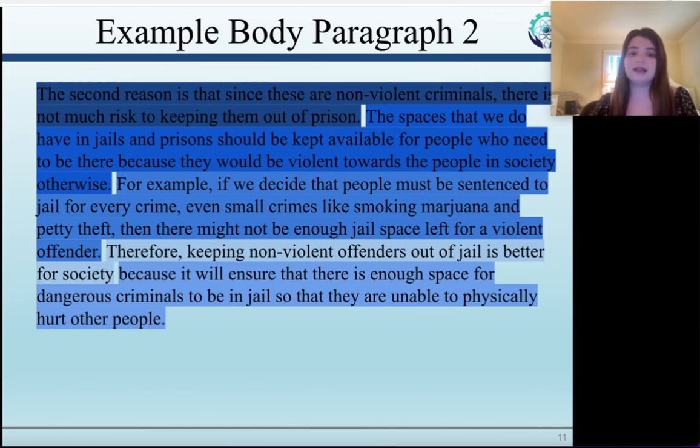Then, in this case, we have the light blue color, the lightest blue before the slightly darker blue here, and that's because I actually connected back to our thesis before I connected back to our point, and that's fine too. So what I did here is I said, therefore, keeping nonviolent offenders out of jail is better for society, right? So, connecting back to our thesis, and then I explained how it connects to our reason as well, because it will ensure that there is enough space for dangerous criminals to be in jail so that they are unable to physically hurt other people, right? So there we go, connected back to our thesis and our reason in that same sentence there.